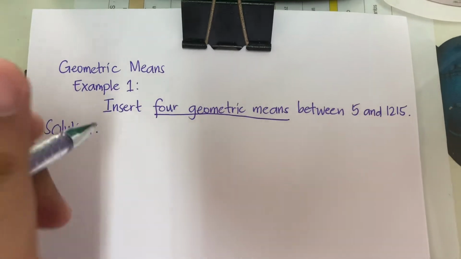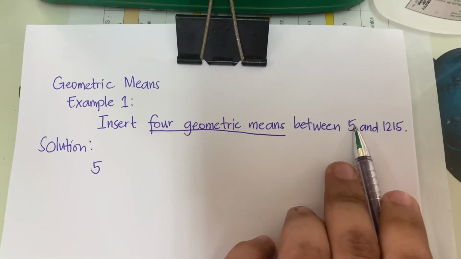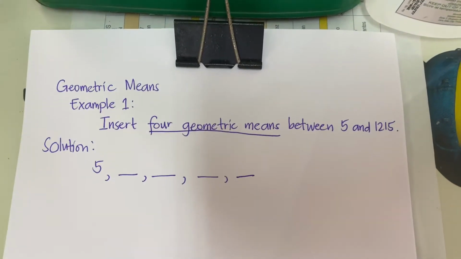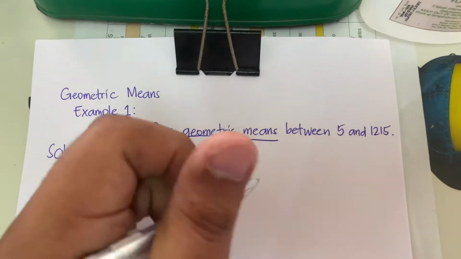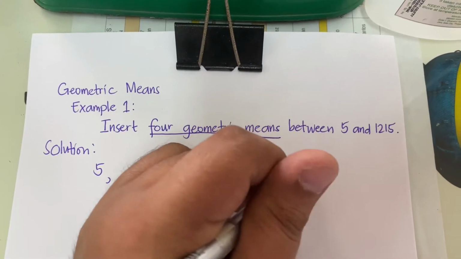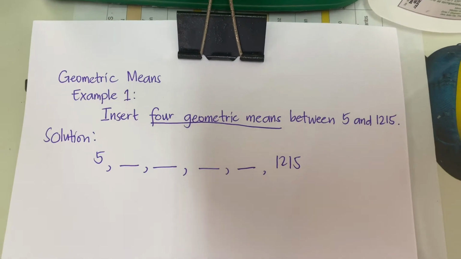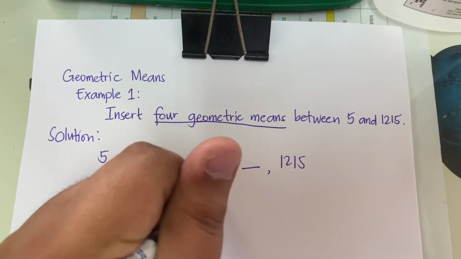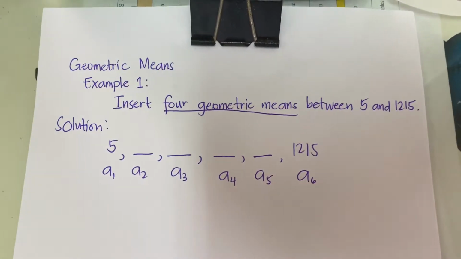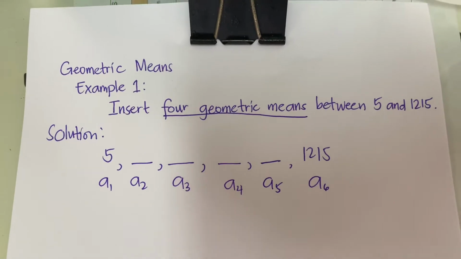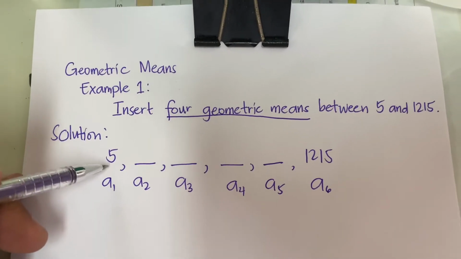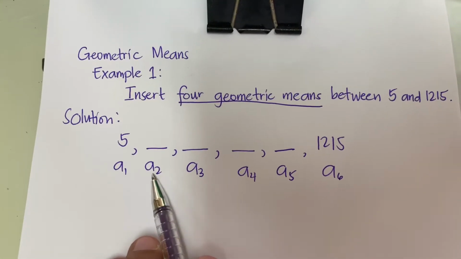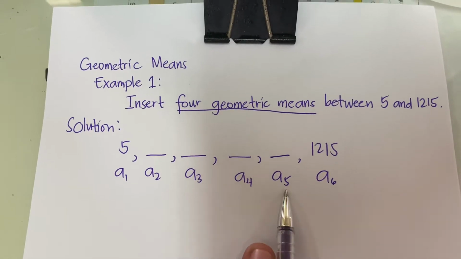For my illustration, I have 5 as my first term, then 4 geometric means, so 4 blanks here. Then the last term would be 1,215. That's it. So this is my a sub 1, a sub 2, a sub 3, a sub 4, a sub 5, and a sub 6. So I have 6 terms all in all. So again, my first term is 5 and my last term is 1,215. So I need to look for a sub 2, a sub 3, a sub 4, and a sub 5.